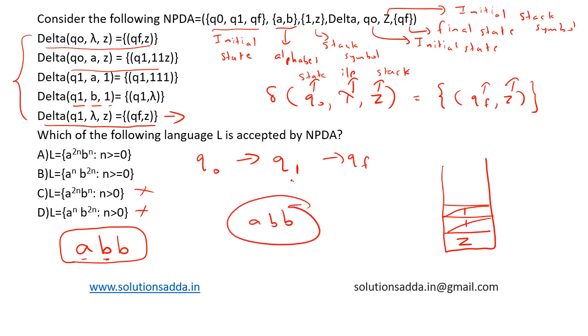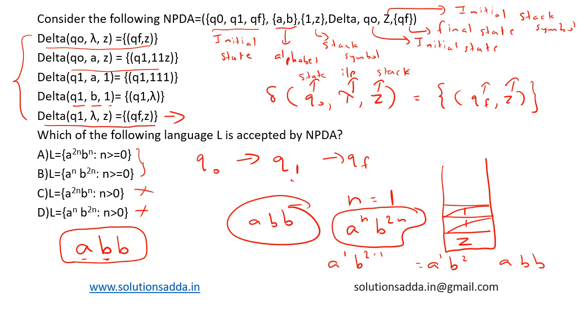Now let's see among options A and B which one describes the strings that can be accepted. For A, B, B, n can be 1. So A power n, B power 2n is the string that can be accepted. Assuming n equal to 1, it is A power 1, B power 2 times 1, that is A power 1, B power 2, which is A, B, B. So based on the options, option B, that is A power n, B power 2n, where n is greater than or equal to 0, is the appropriate answer. Option B is the right choice.